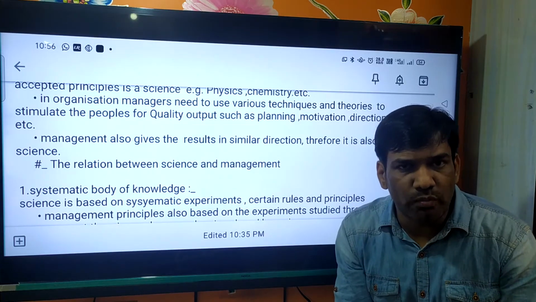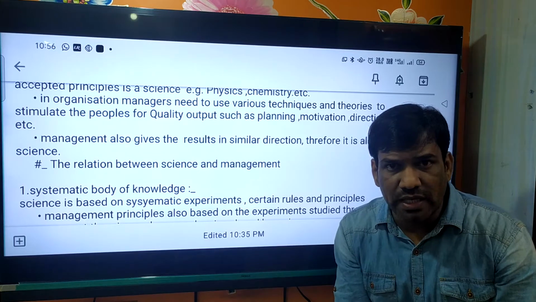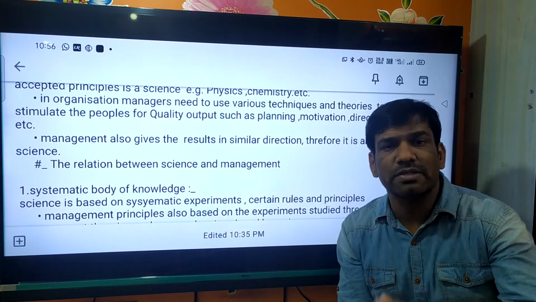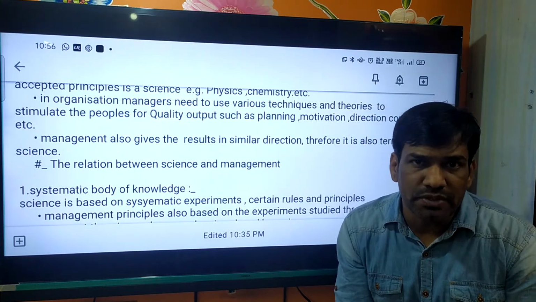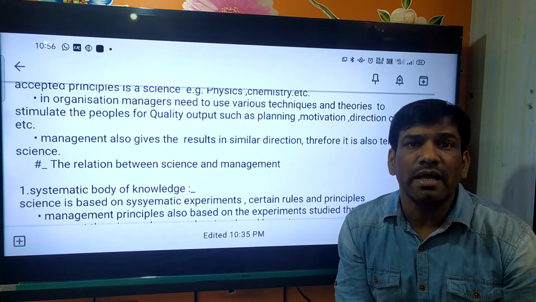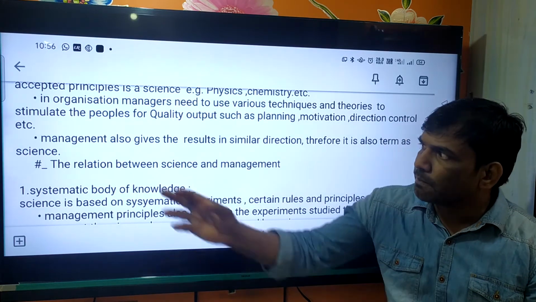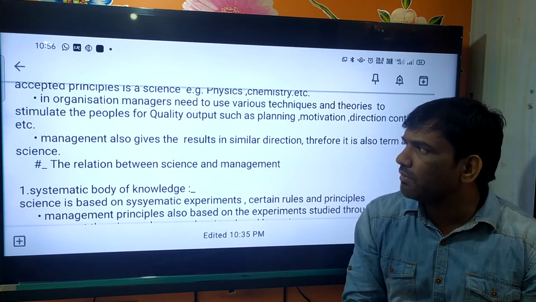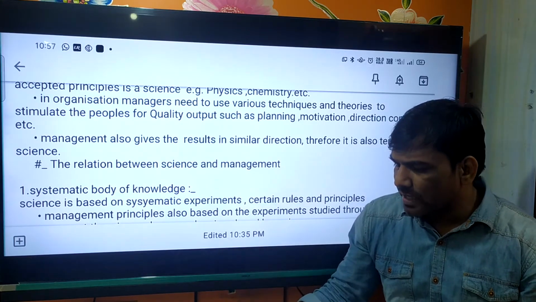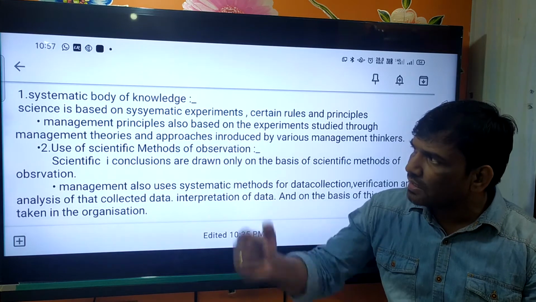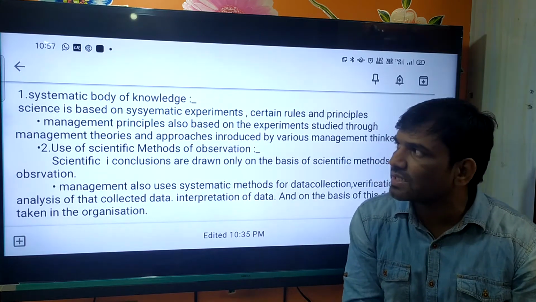तो हम मैनेजमेंट को भी साइंस बोल सकते हैं. It is not 100% science, but 99% you will get the definite result if you use the management principles properly. Let's discuss the relationship between science and management. कैसे मैनेजमेंट साइंस है, इन पॉइंट्स के द्वारा हम एक्सप्लेन कर सकते हैं.